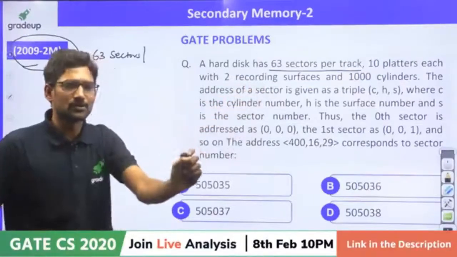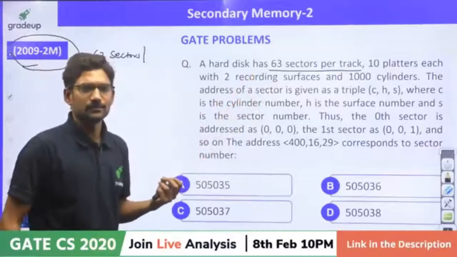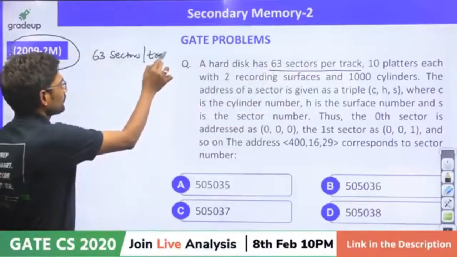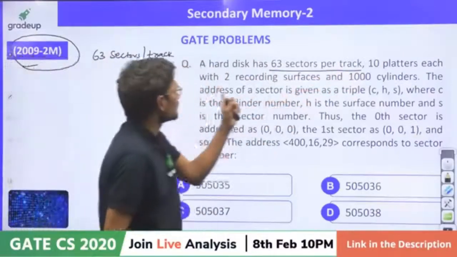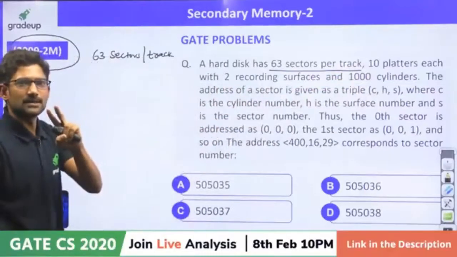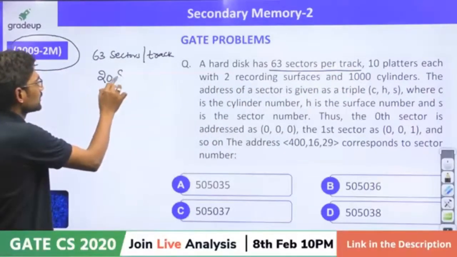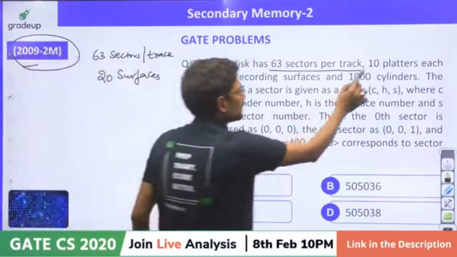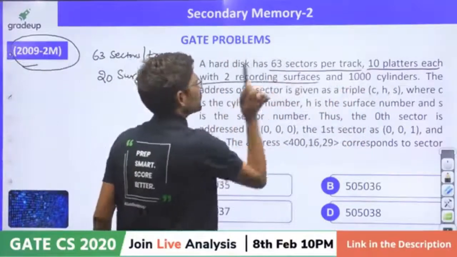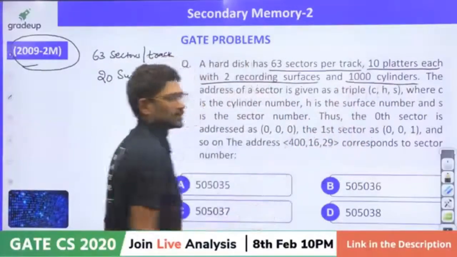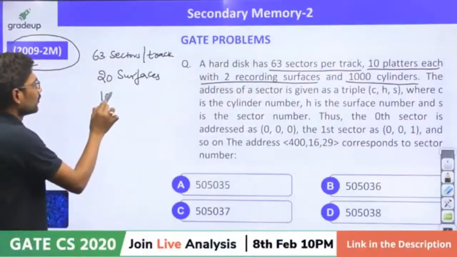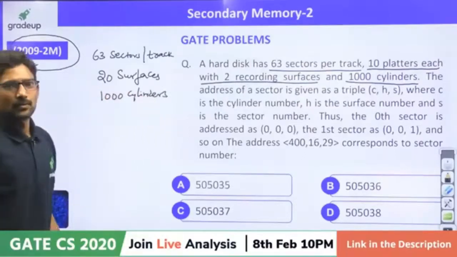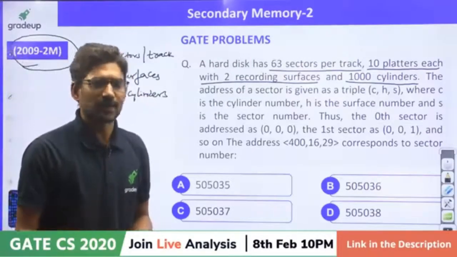Question you may get from any source. So you just write the information. Points. 63 sectors per track. And 10 platters, each with 2 recording surfaces. That means total how many surfaces? 10 into 2, 20 surfaces. Carefully observe the question. And 1000 cylinders. How many? 1000 cylinders. So we know number of cylinders is equal to number of tracks.